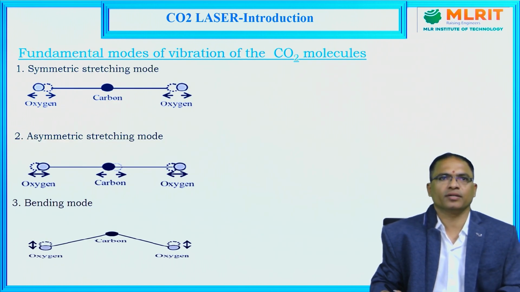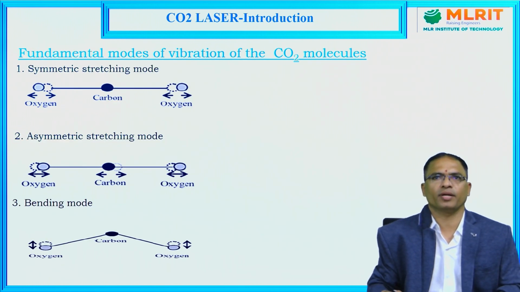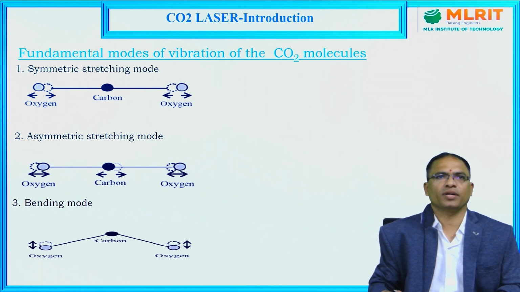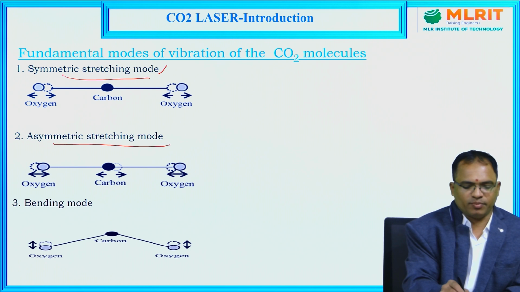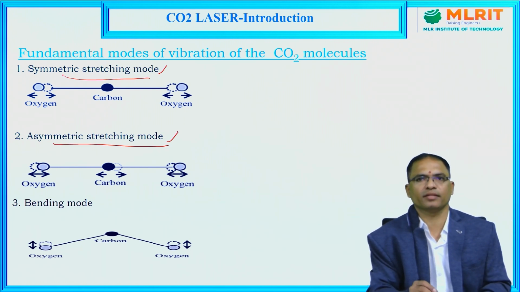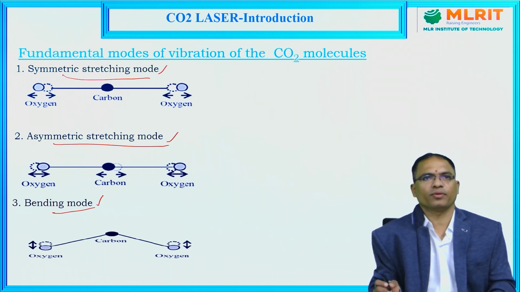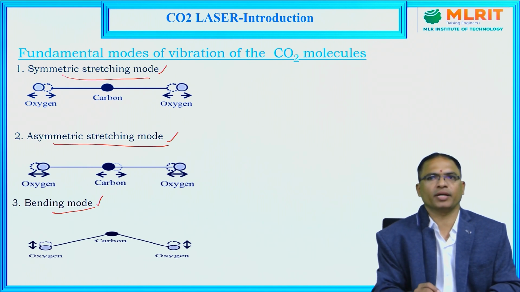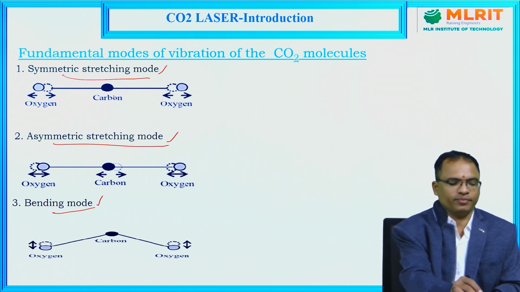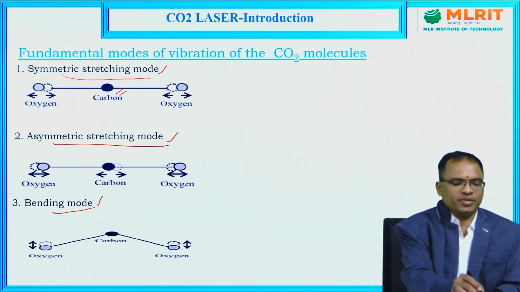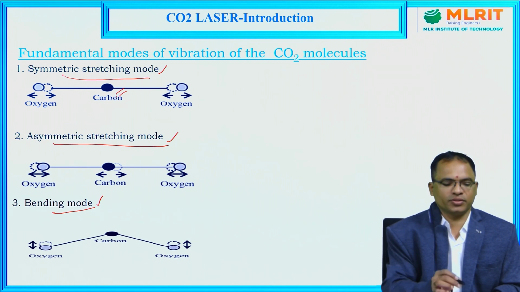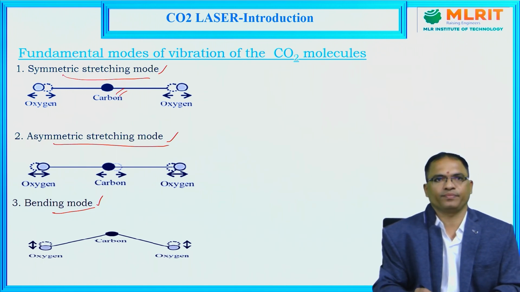So when we take fundamental modes of vibration of carbon dioxide molecule, it has three fundamental modes of vibration. One is called symmetric stretching mode, the second one is asymmetric stretching mode, and the third one is bending mode. Coming to the symmetric stretching mode. So we know carbon dioxide molecule is a combination of one carbon atom and two oxygen atoms on either side of it. In the first case, symmetric stretching mode, a carbon atom is fixed to a position and two oxygen atoms will vibrate on either side of it symmetrically, and hence the name is given symmetric stretching mode.